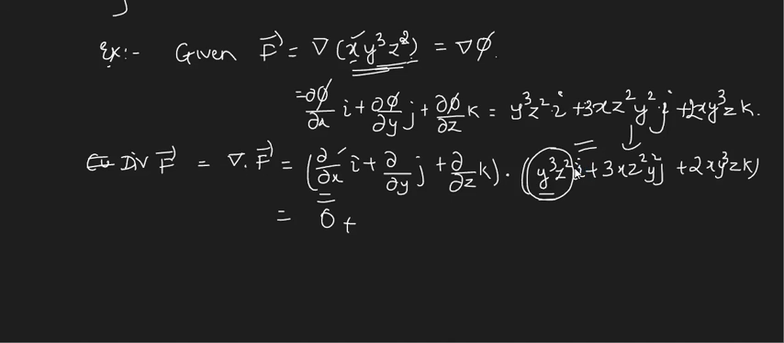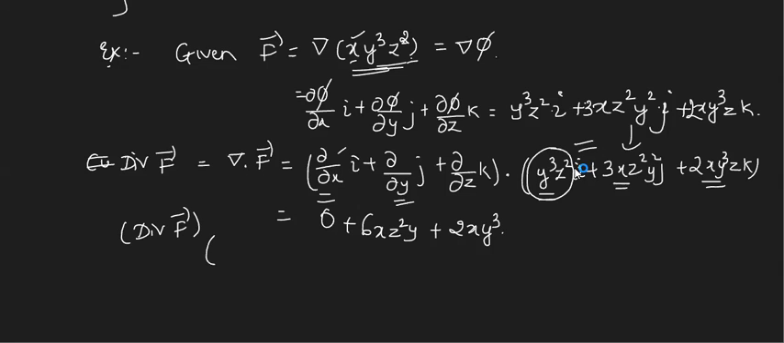Now the derivative of 3x z square y square with respect to y: it is 2y, all others are constants, so 3 times 2 is 6x z square y. Similarly, the last term with respect to z gives 2x y cube. Now let us find this divergence at the given point.